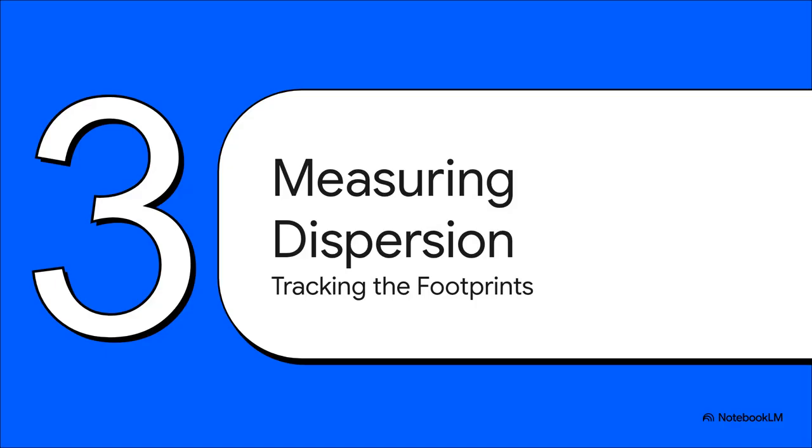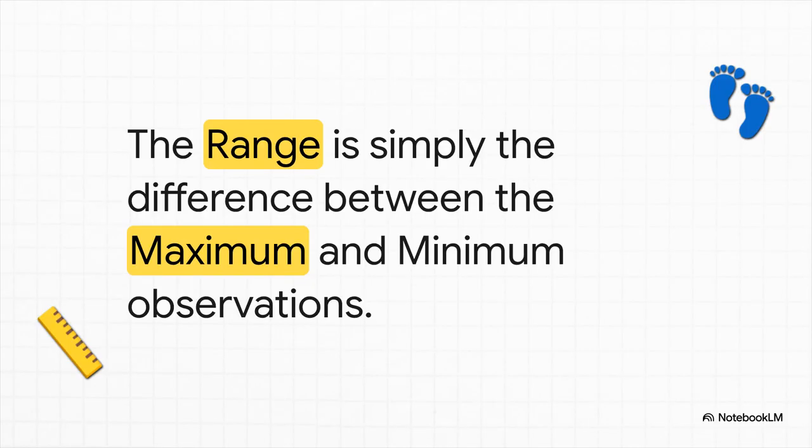Section 3. Measuring data dispersion, tracking the footprints. Having successfully established the center, we must now track the footprints to see exactly how far our data wanders. The simplest deduction of all is the range. You merely subtract the absolutely lowest observation from the highest. So if your data points are 5 and 45, your range is 40. It's literally measuring the physical distance from the smallest footprint at the crime scene to the largest.